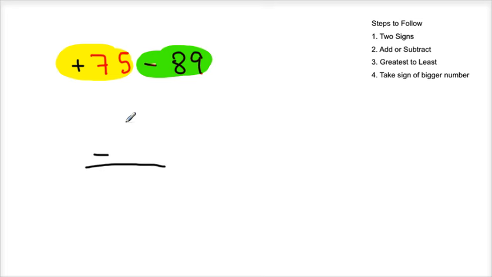So I'm going to subtract these two numbers. Put them in order from least to greatest, so 89 and 75. And do your subtraction here. 9 minus 5, I got 4. 8 minus 7, I got 1. So now the last question becomes, is it positive 14 or negative 14?